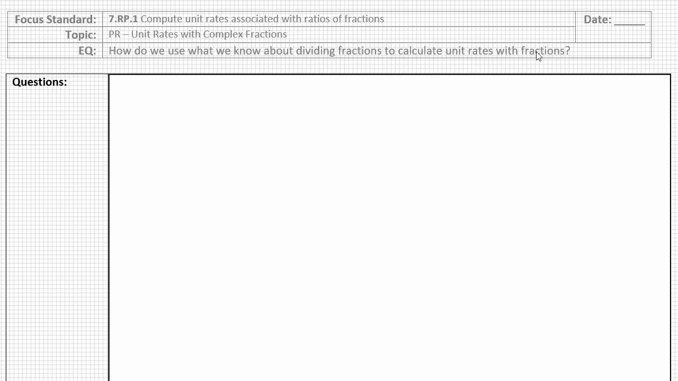So take a moment, pausing the video if you need to, to copy down the topic and essential question in your header, along with today's date, set up your question column and your note column, and resume the video when you're ready to begin.